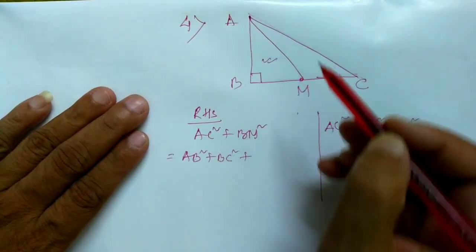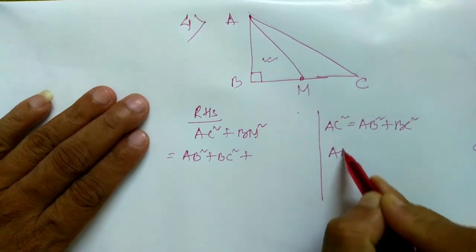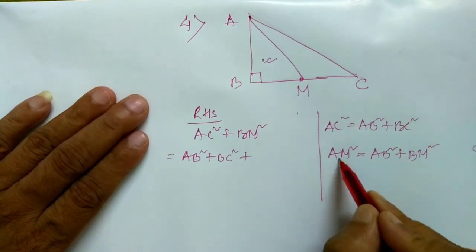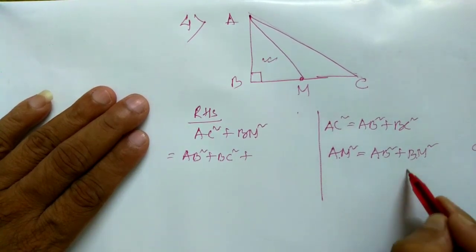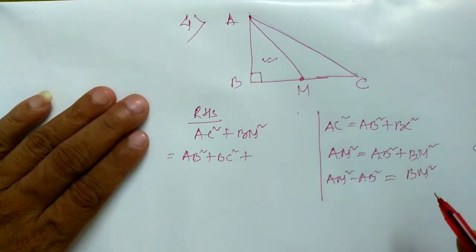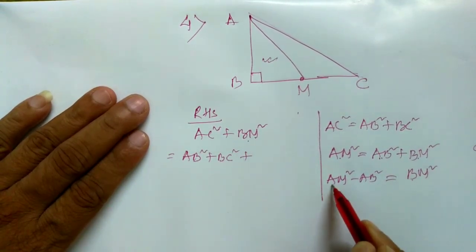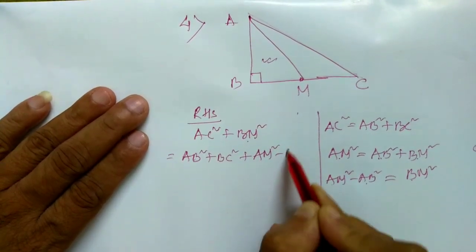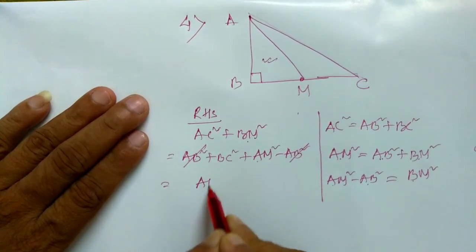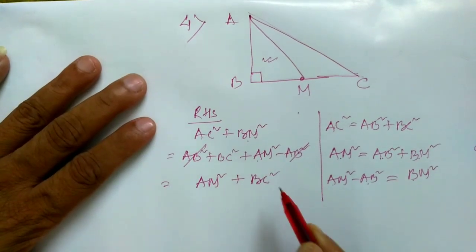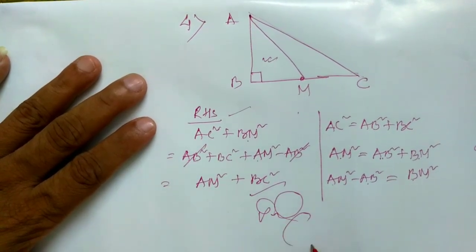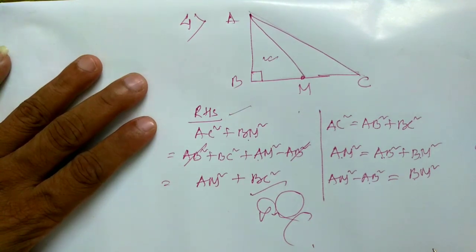Now, we will take this triangle. From this triangle, I can write that AM square equals AB square plus BM square, because hypotenuse square equals perpendicular square plus base square. Now, from here, BM square equals AM square minus AB square. So instead of BM square, I will write AM square minus AB square. Got it? Plus AB square minus AB square cancelled. So what we are getting is AM square plus BC square. See, we started from the right hand side and we reached the left hand side. So it's proved.